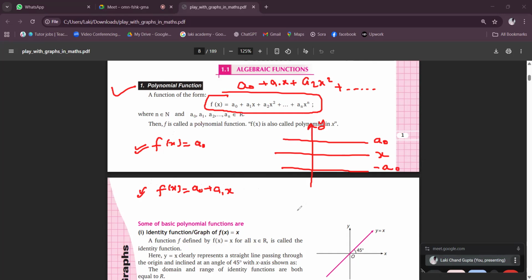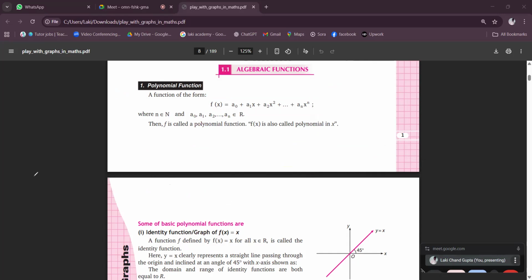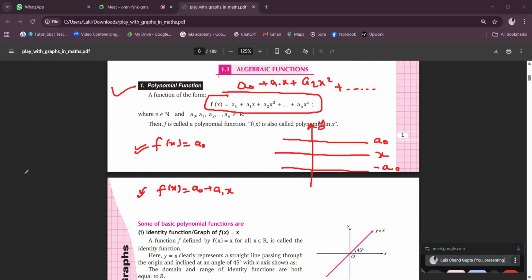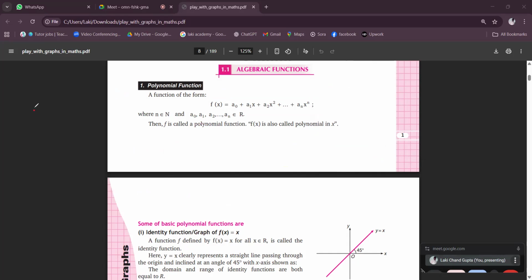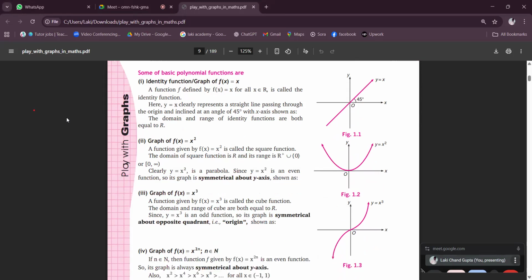If linear polynomial, then you can write a0 plus a1x. How to draw? So first write what is identity graph, identity function, and how to draw identity graph. Identity means what? y is equal to x. If y is equal to x, the graph travels from origin, passes through origin, with angle 45 degree.